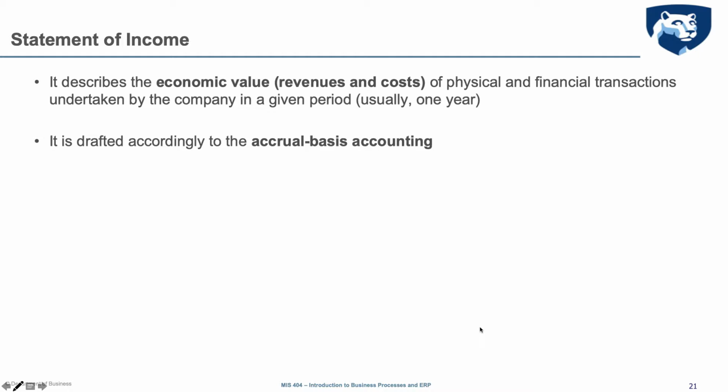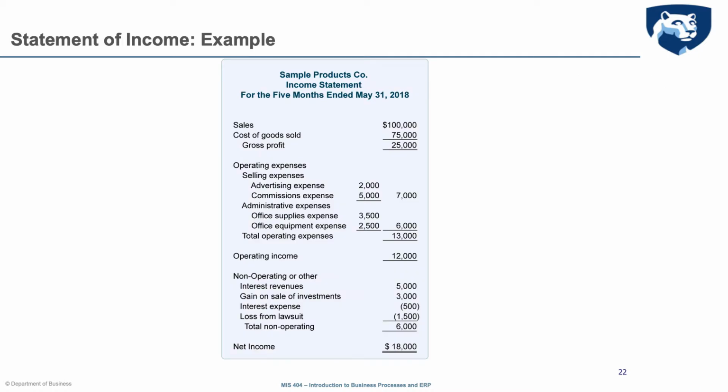The statement of income simply describes the economic value, so revenues and costs, that have been recorded for the company over a specific period of time, for example, the year. And again, it is drafted according to the accrual basis of accounting. So costs and revenues, no matter if they generate cash in or cash out, are immediately recorded in the income statement for this year. Okay, and this is how an income statement looks like.